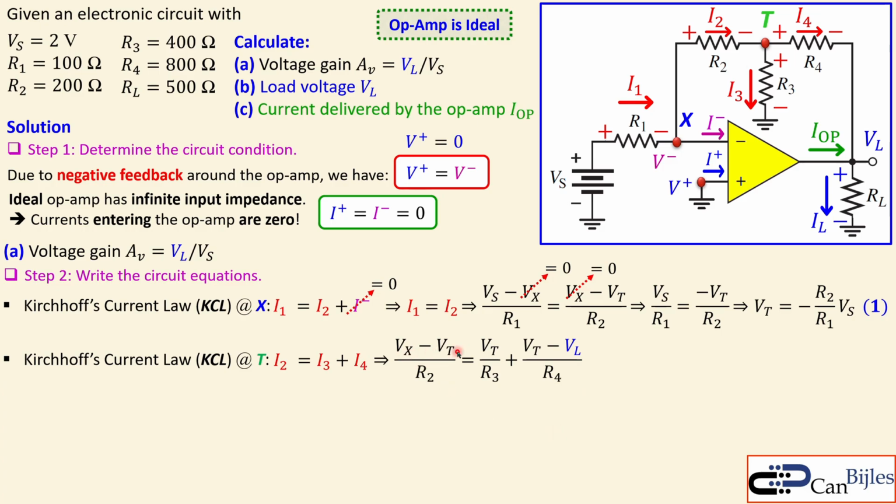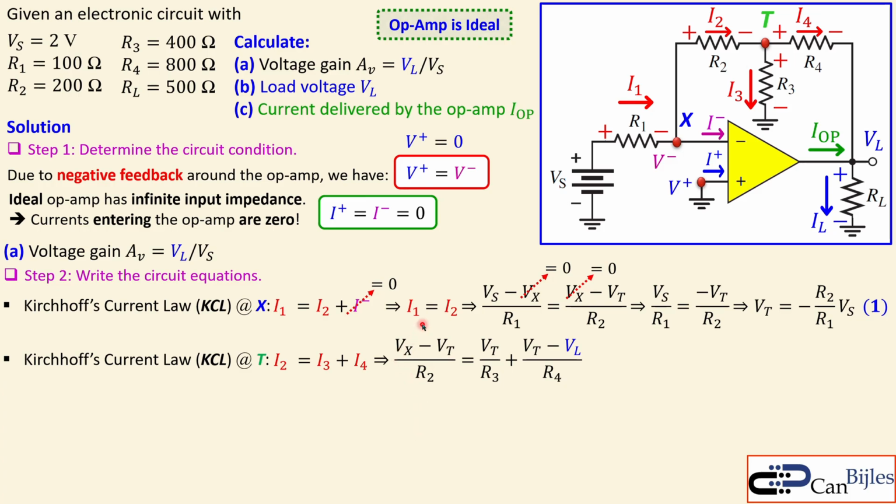Now, Vx minus Vt, why? Because Vx minus Vt is this voltage, and Vt is just this, because Vt minus ground is actually the voltage drop across R3, but since ground is just 0, we can say just Vt. And we also have Vt minus VL for this voltage across R4, and you will have all the expressions in terms of voltages and resistors.